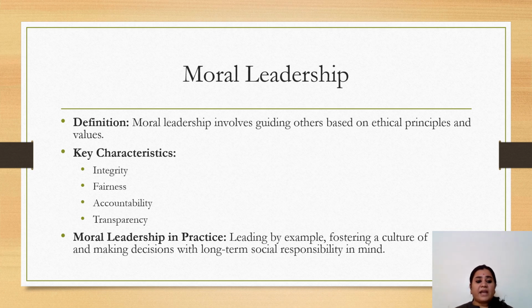It has some key characteristics. A moral leader has key characteristics like being honest, and fairness, as in treating all individuals with equal respect and equality. A moral leader should be accountable, taking responsibility for actions and decisions. They should be transparent, open in communication and decision making. A leader must lead by example, act ethically, and create an organizational culture that supports fairness and accountability.